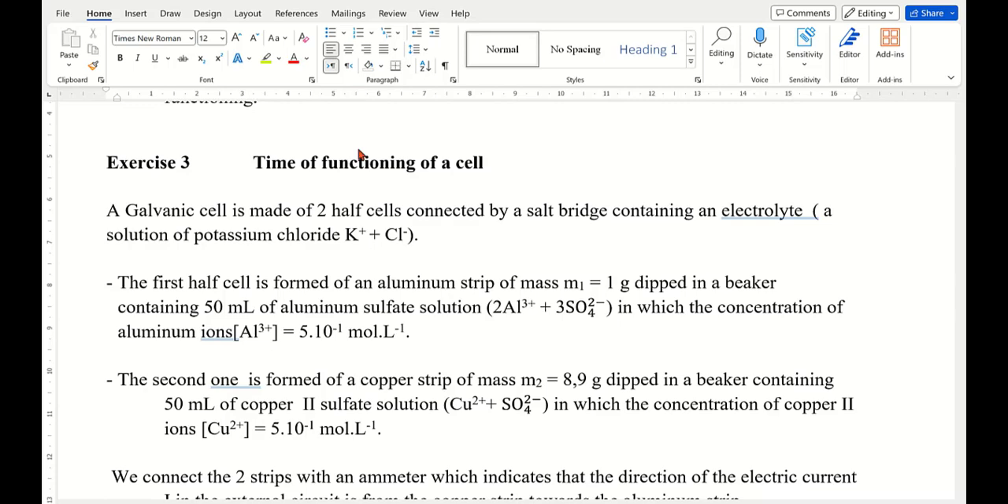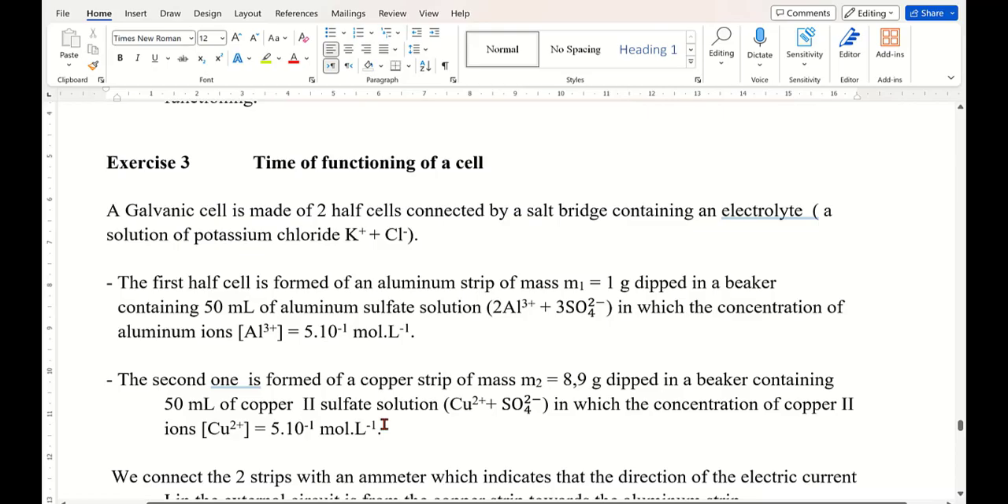Now, exercise 3, time of functioning of a cell. A galvanic cell is made up of two half cells connected by a salt bridge containing an electrolyte, a solution of potassium chloride, K plus Cl minus. The first half cell is formed of an aluminum strip of mass M1 equal 1 gram, dipped in a beaker containing 50 ml of aluminum sulfate solution, in which the concentration of aluminum ions Al3 plus is 5 times 10 to the power minus 1 mole per liter.